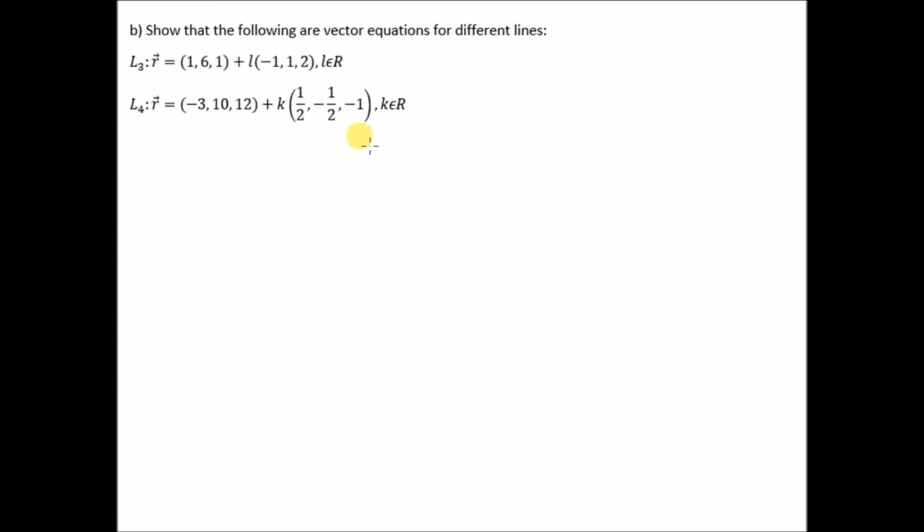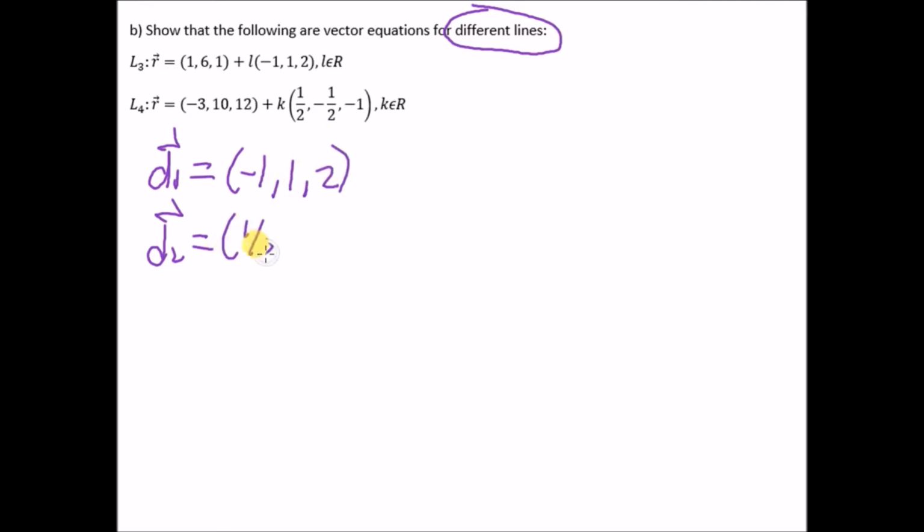Okay, this question is very similar, but this time we're going to show that these are vector equations for different lines. So first let's test the direction vector. I get negative 1, 1, and 2, and I get 1/2, negative 1/2, negative 1. Negative 1 divided by negative 2 gives us a half. 1 divided by negative 2 gives us a half. 2 divided by negative 2 gives us 1. So actually D1 is a multiple of D2.